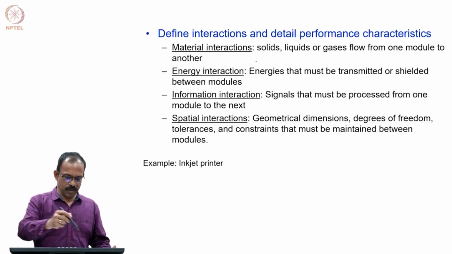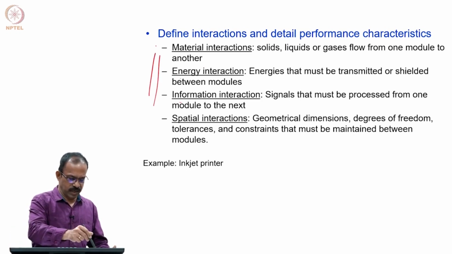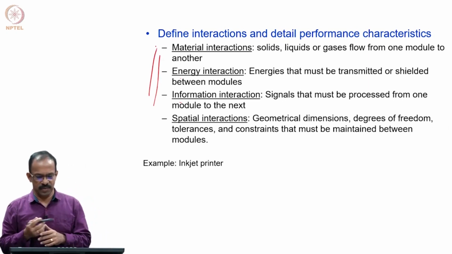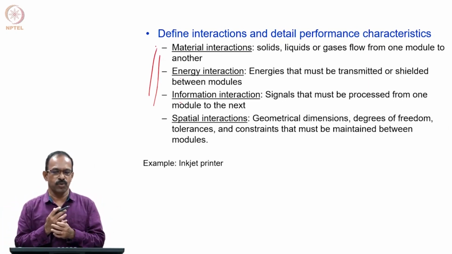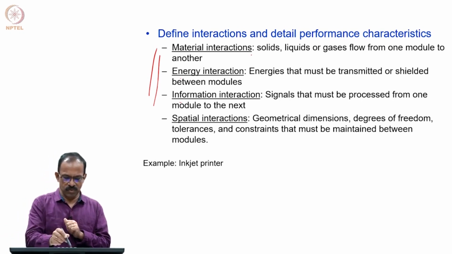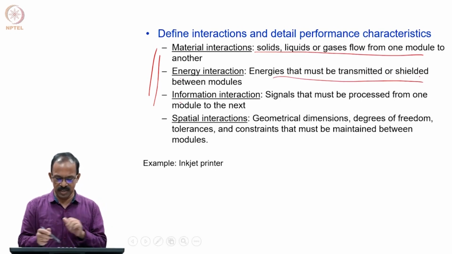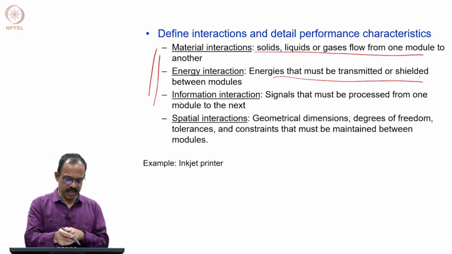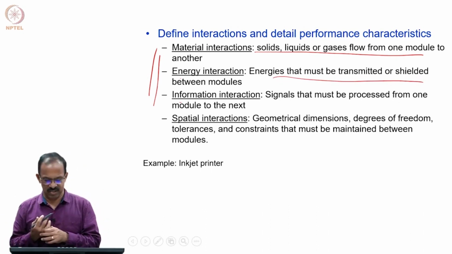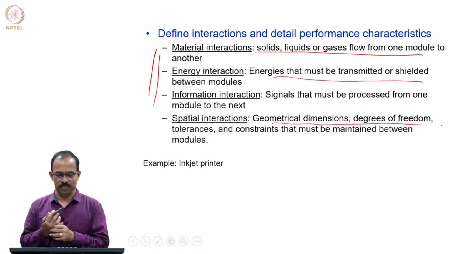As I told you, material interaction, energy interaction, and information interaction can be considered while we try to identify the modules based on the functional architecture. If materials are flowing, then you consider that as a module. If there is energy which is transmitted or shielded, then look at that aspect. Similarly, information and spatial interaction. Spatial interaction is basically the dimensions, degrees of freedom, etcetera.